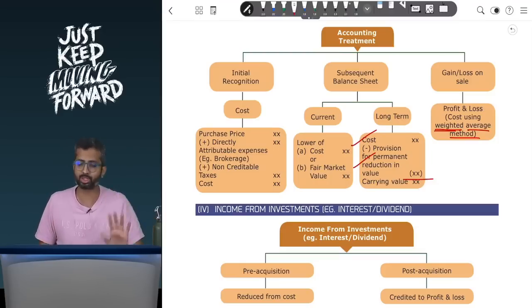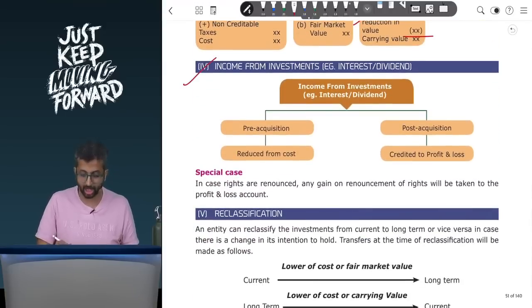Like in inventory, it was permitted. Here, FIFO is not permitted. You will have to take the weighted average method if you have to find the cost. So, that is regarding gain on sale.